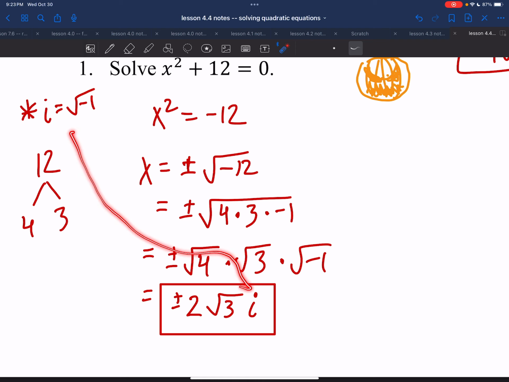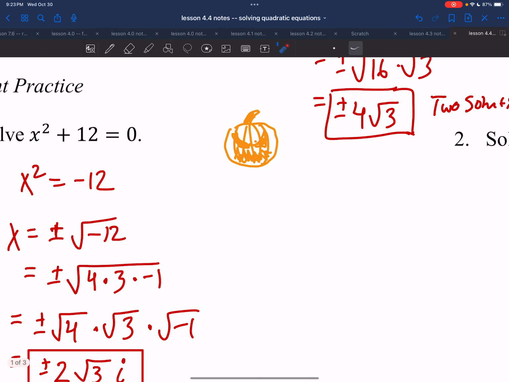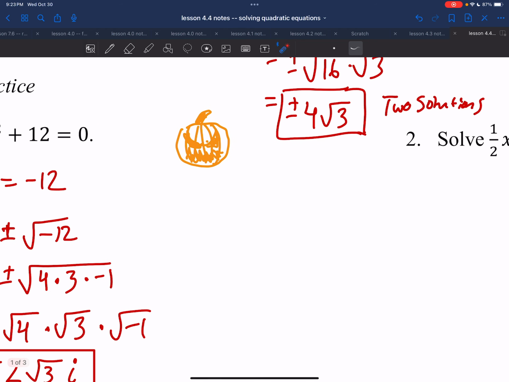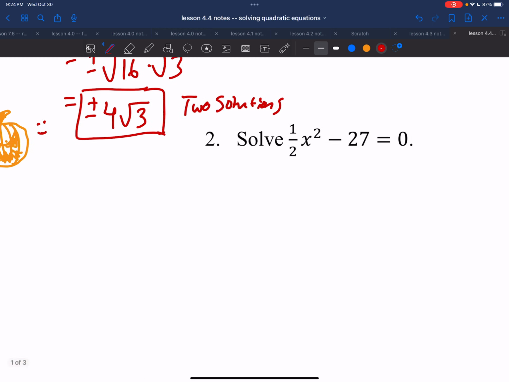So that's just coming right there. This negative 1 is that i. Note that this i is not inside the square root. It's on the outside, yeah? Because it itself is a square root. Okay. There's my little jack-o'-lantern. It's making me happy. We're getting close to Halloween here.